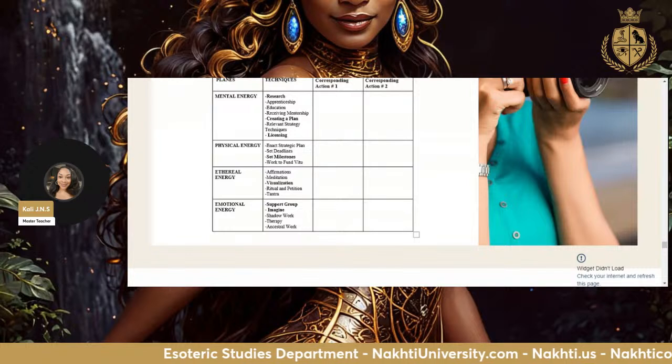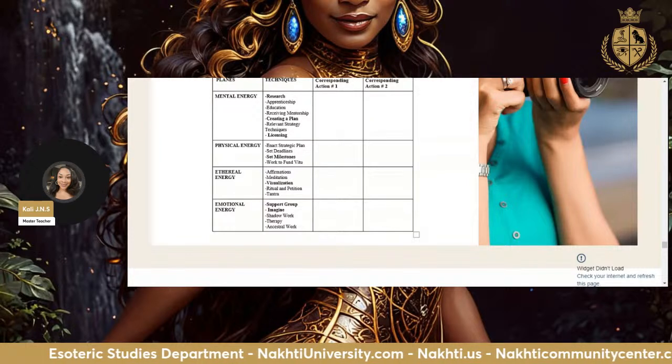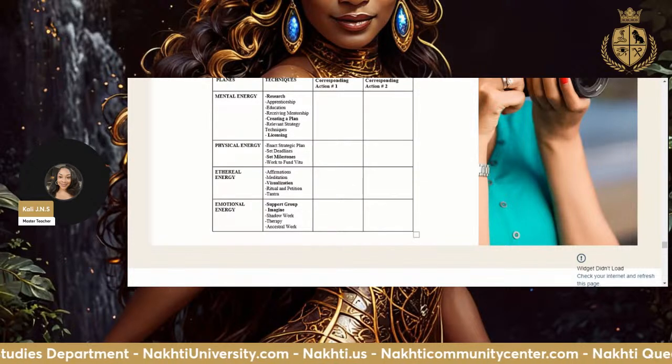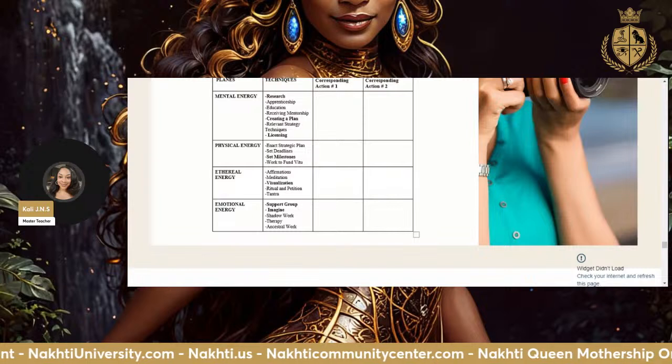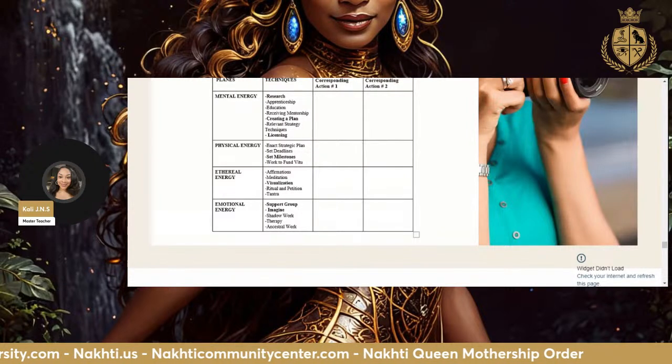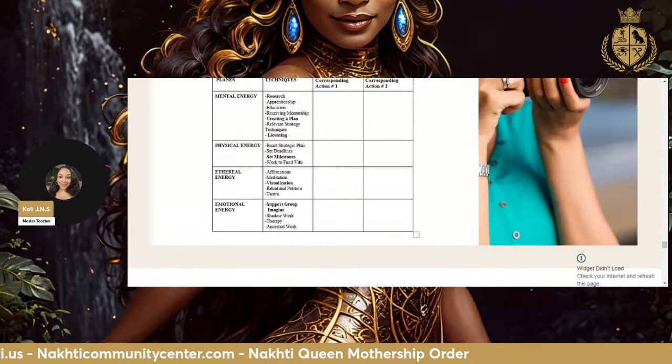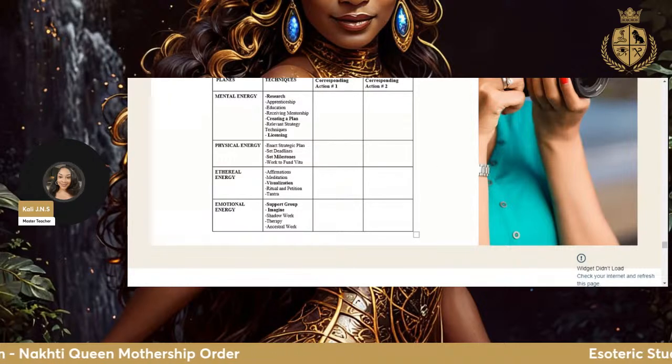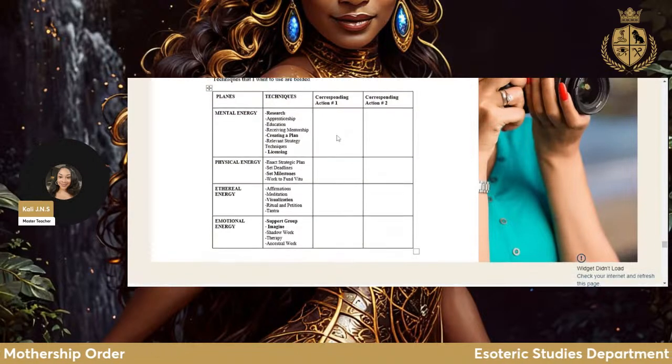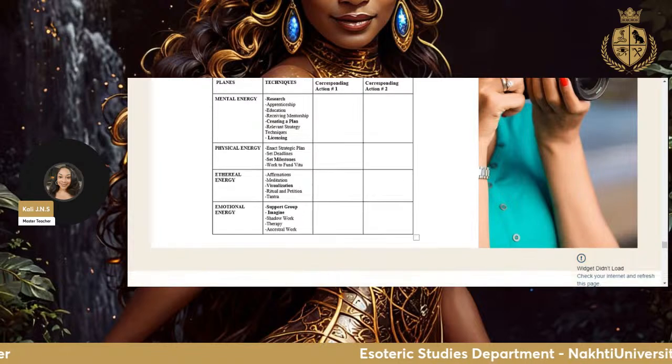Next one is your emotional energy. That is your imagining. That is your shadow work. That could be your therapy. That could be your ancestral work. Healing of the emotional body. And then you're going to look at corresponding action 1, corresponding action 2, things that you have done. Fill it out to make sure you're on the right track or not.